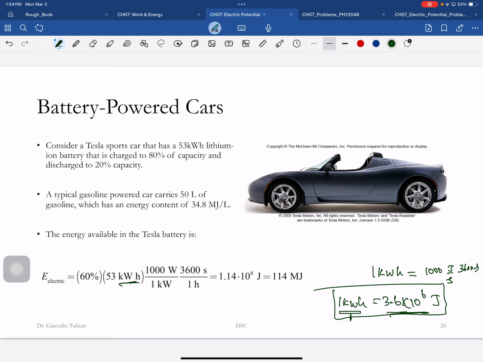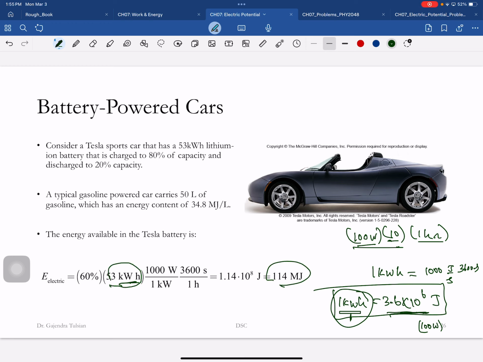What can you do with this? A 100-watt bulb, you guys know what a 100-watt bulb is. A kilowatt for 1 hour: you can burn 10 100-watt bulbs for 1 hour. That's what you can do with 1 kilowatt hour. So that's the battery pack.